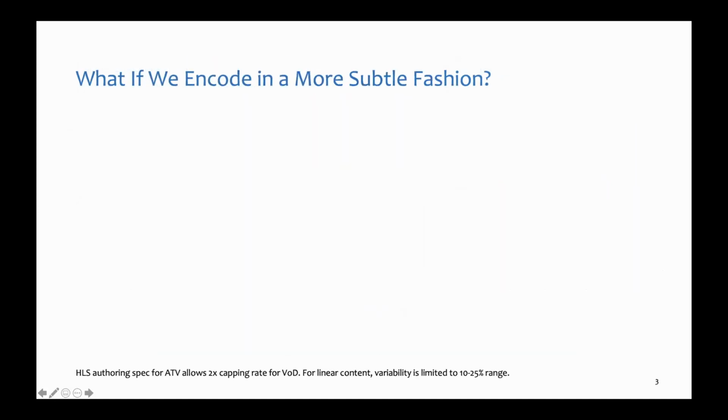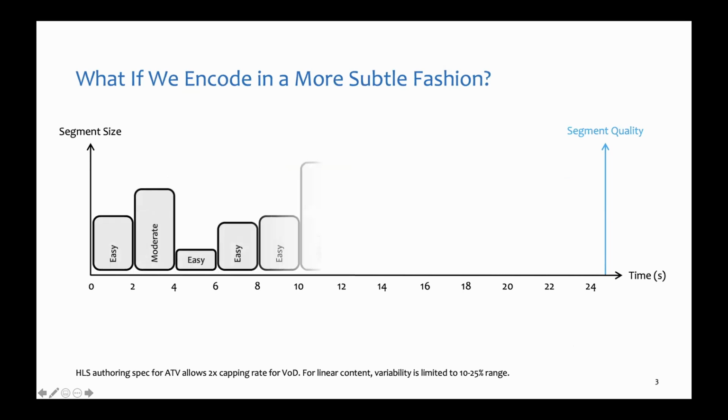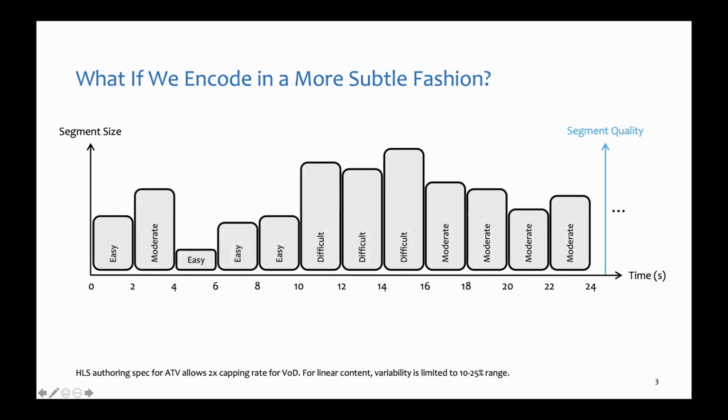So if we want to encode the content in a more subtle fashion, which is content adaptive encoding, or you can call it VBR, variable bitrate encoding, because that's at the end what we get, what we are going to have will be something like this. More difficult segments will require more bits, and the easier segments will need only a few bits. And the overall expectation is we are not going to increase our total bit budget.